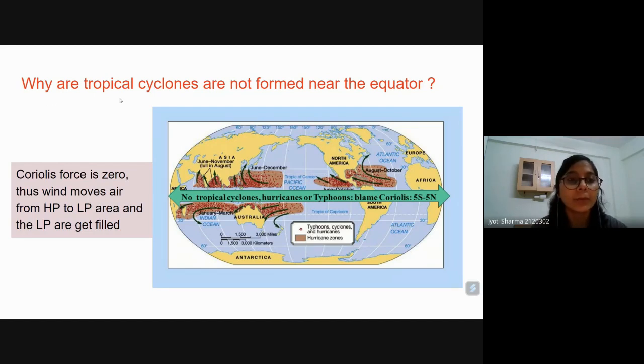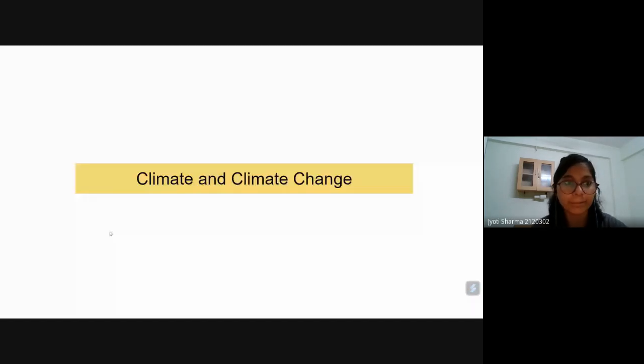So the question is why are tropical cyclones not formed near the equator? The reason is because Coriolis force is zero near the equator. There will be no deflection of wind at that region. So we can say from 5 south to 5 north, there is no tropical cyclone, hurricane, or typhoon. Because there is no Coriolis force, the wind moves from high pressure to low pressure area, and this low pressure will get filled. There will be no deflection, there will be nothing because of zero Coriolis force.